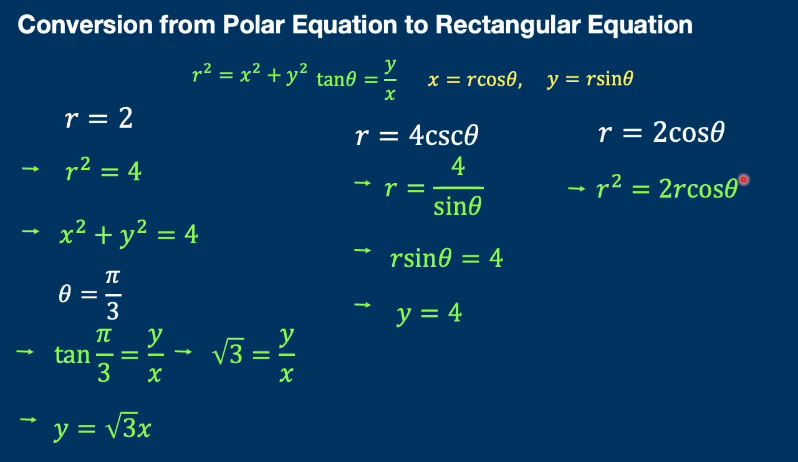Then you replace r cosine theta with x, and r square is x square plus y square. So we're going to say x square plus y square is 2x. You move the 2x: x square plus y square minus 2x equals 0. This represents a circle. Okay, guys, you understand that? To change from a polar equation to a rectangular equation, you use these four conversion formulas to change the equation.